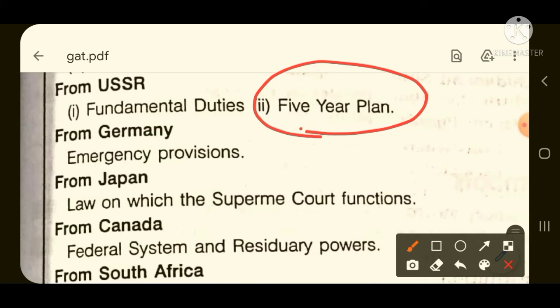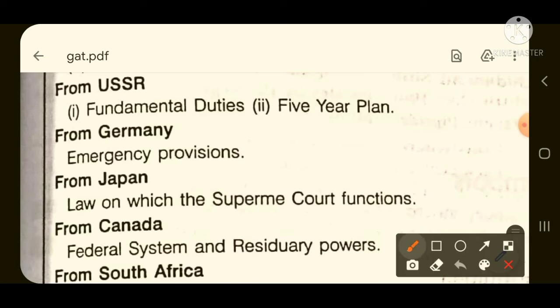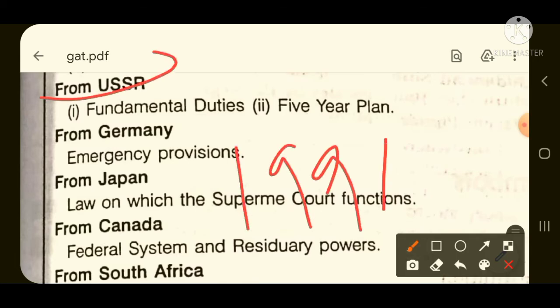Next thing is fundamental duties. So there are around 14 fundamental duties which we have borrowed from the constitution of USSR. We borrowed this constitution before 1991. That time Russia was called USSR, so we write it as USSR only.